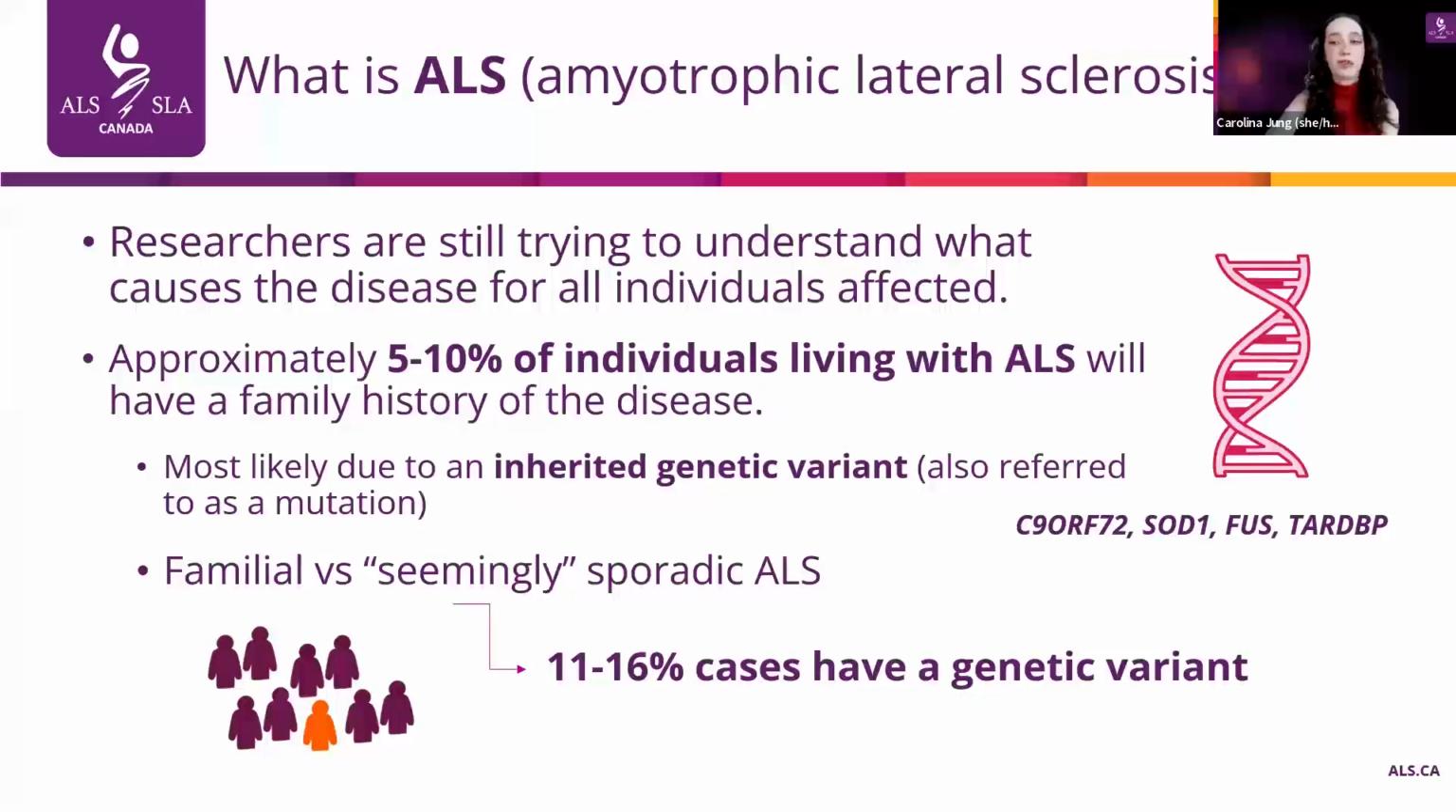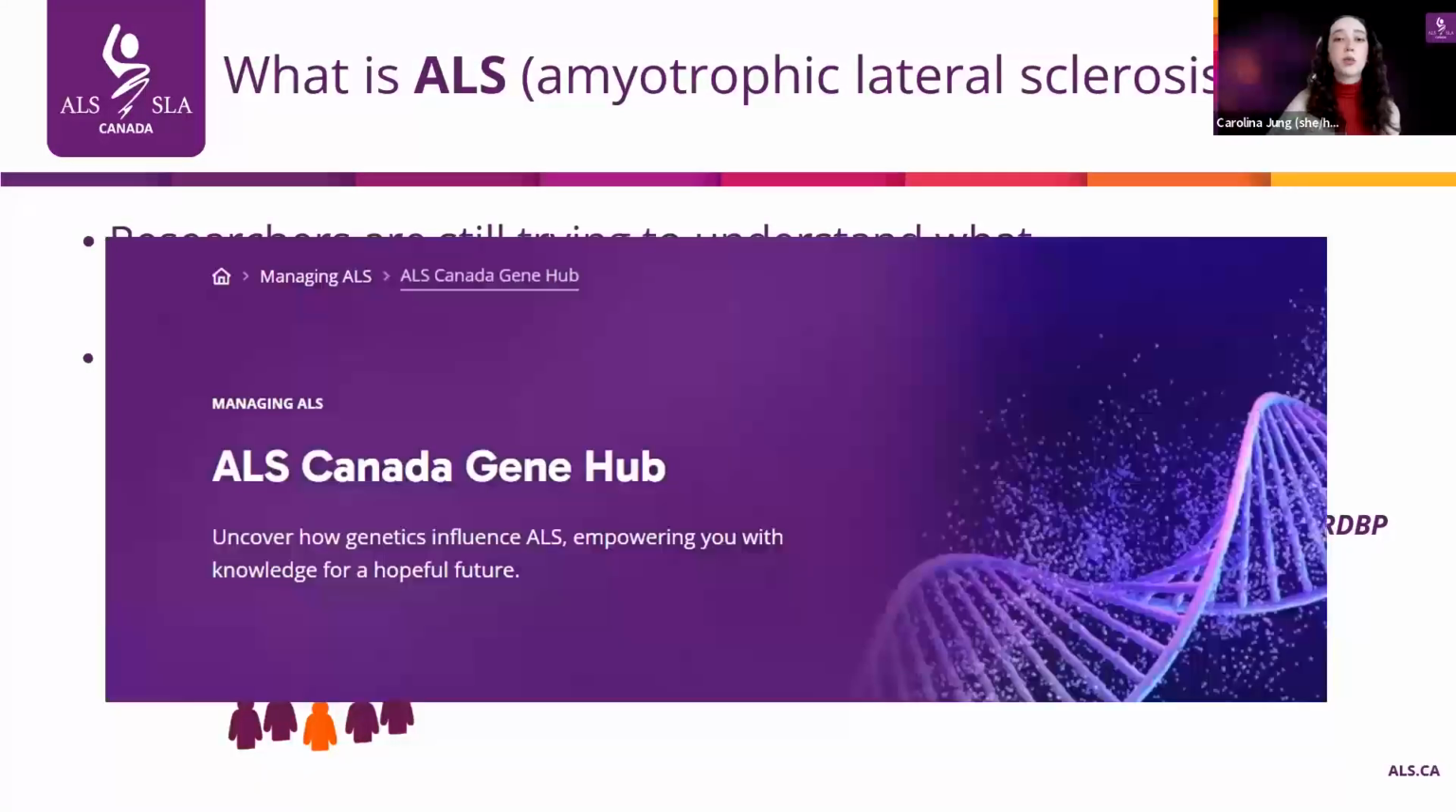Maybe their family members never got an ALS diagnosis, or the disease just didn't manifest in other family members, because an individual might have the gene variant, but that doesn't always mean 100% that they will develop symptoms of the disease. So it is important to emphasize that even individuals without an apparent family history might also have a gene variant linked to ALS. If you're interested in learning more about ALS genetics, you can access our ALS Canada Gene Hub, which is a dedicated area on our website with more information on these genes, genetic counseling, genetic testing, and links to other resources from other organizations as well.